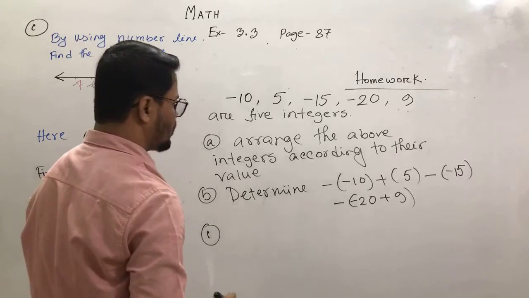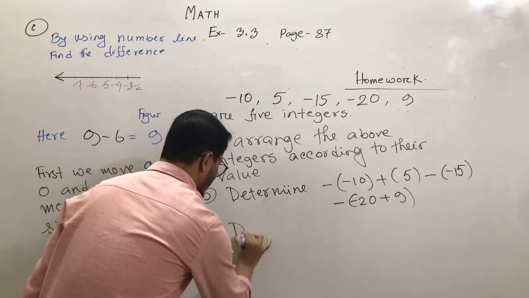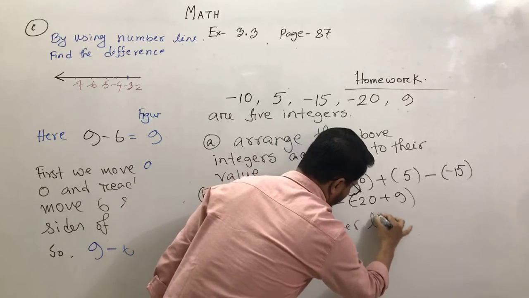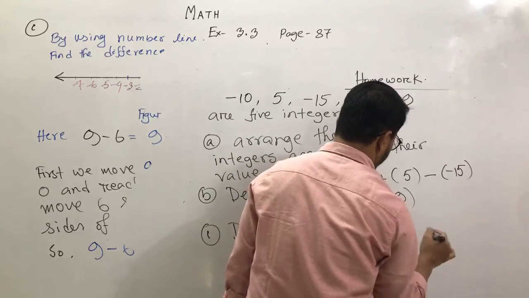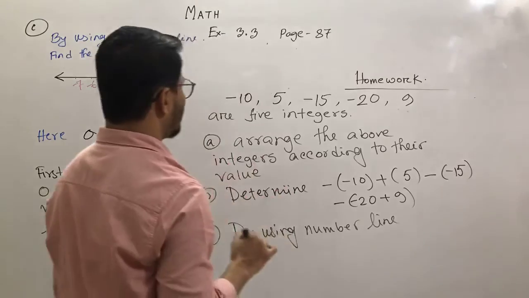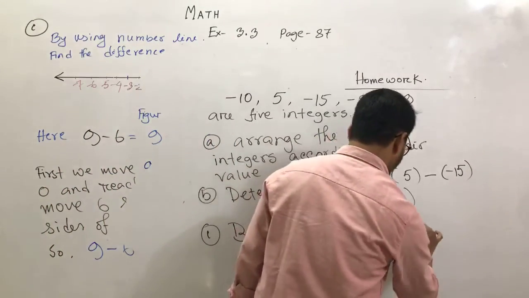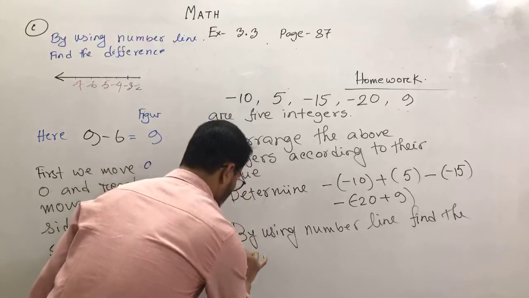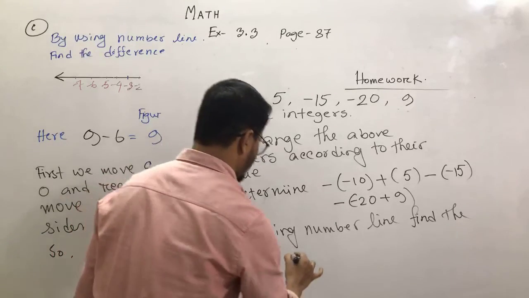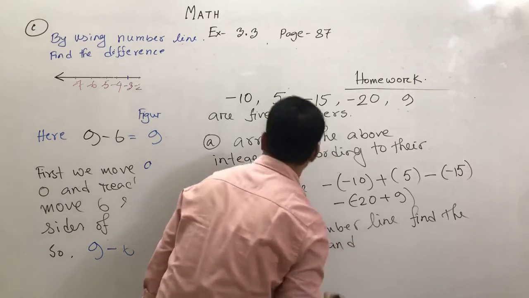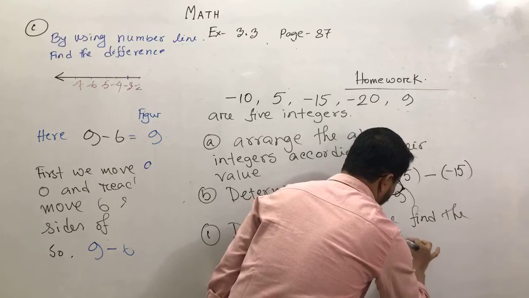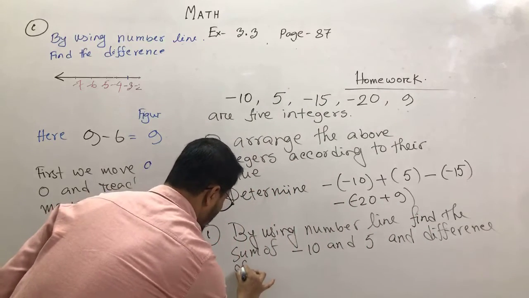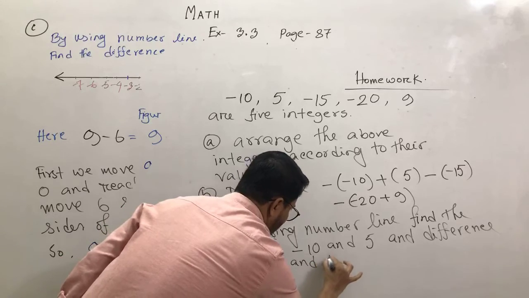Number C, by using number line, find the sum of minus 10 and 5 and the difference of minus 10 and 5.